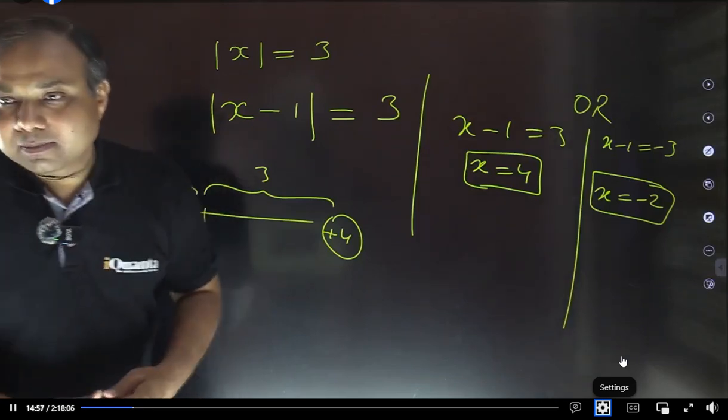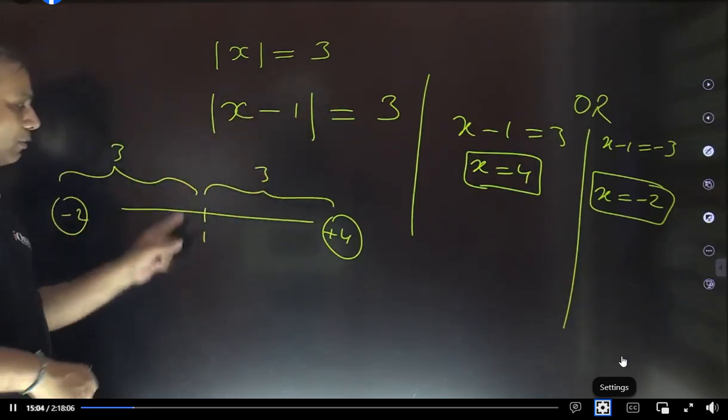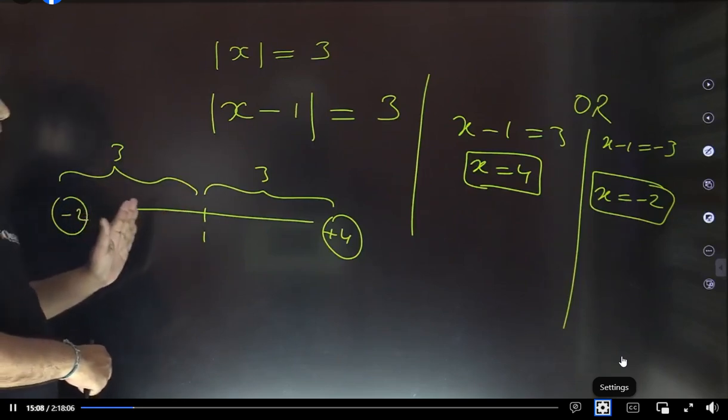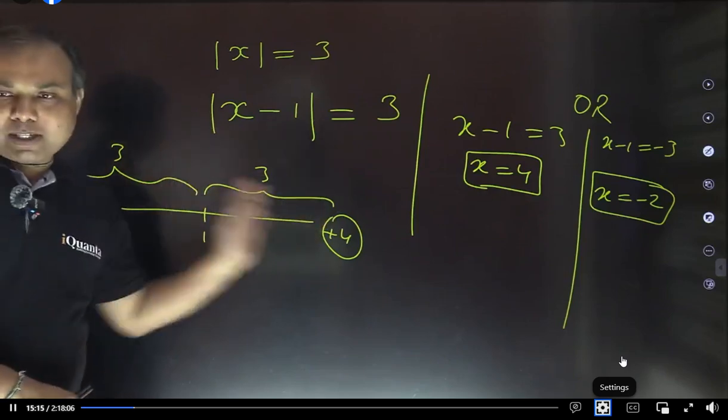That is only the distance method, that mod of x minus 1 equals 3. So on the number line, wherever it is written 1, that is the distance of this point from the origin. Wherever it is 4, that is the distance of this point from the origin. So x is also a certain point somewhere. I don't know where it is.